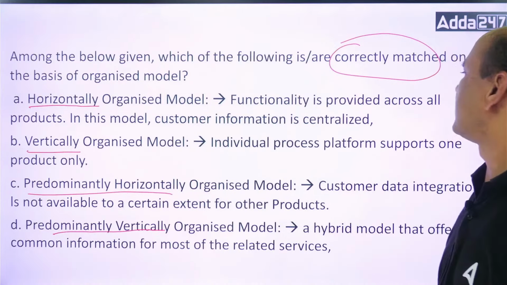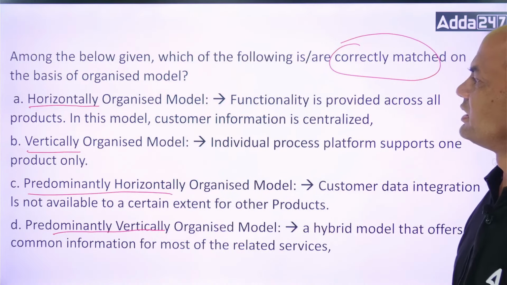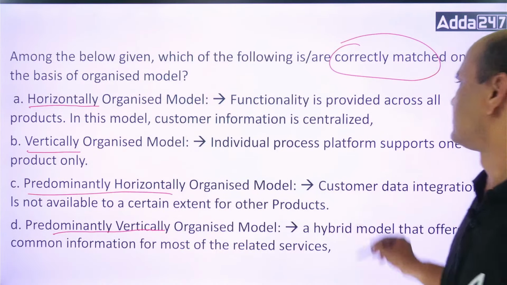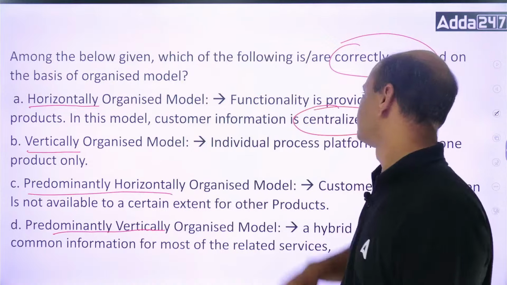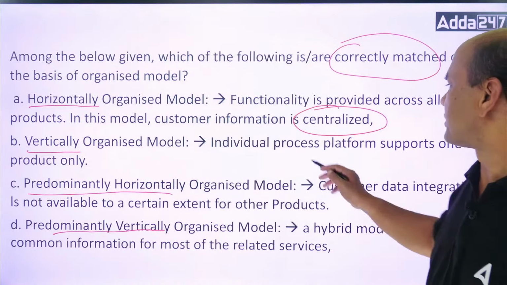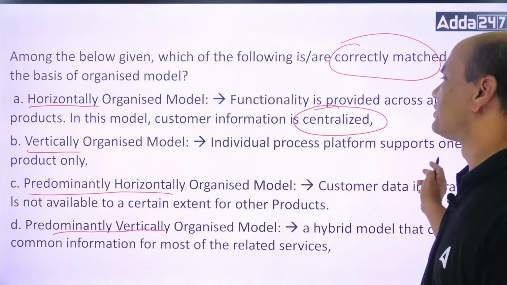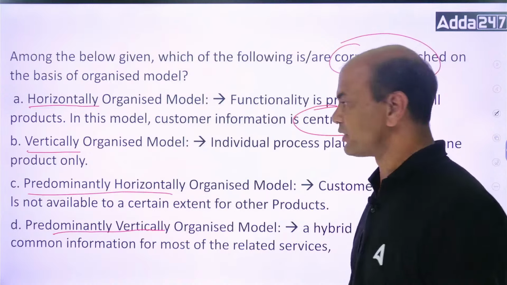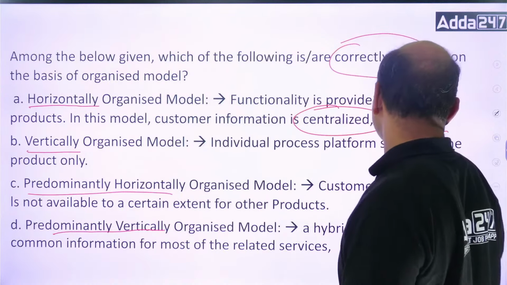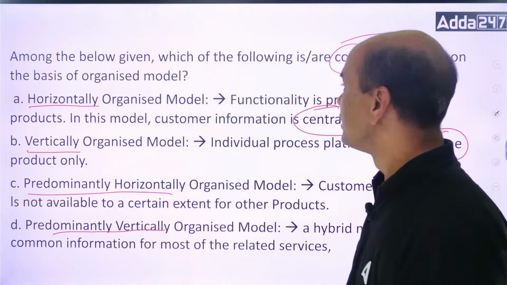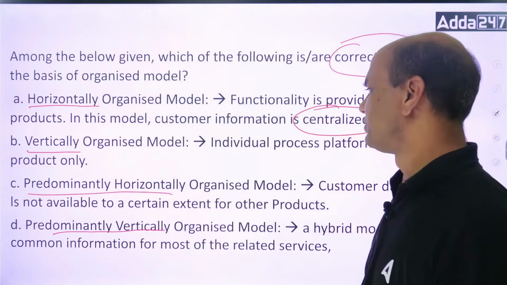Functionality is provided across all the products. In this model, customer information is centralized. Vertically organized: individual process platform supports one product only. Okay? You want correctly matched.